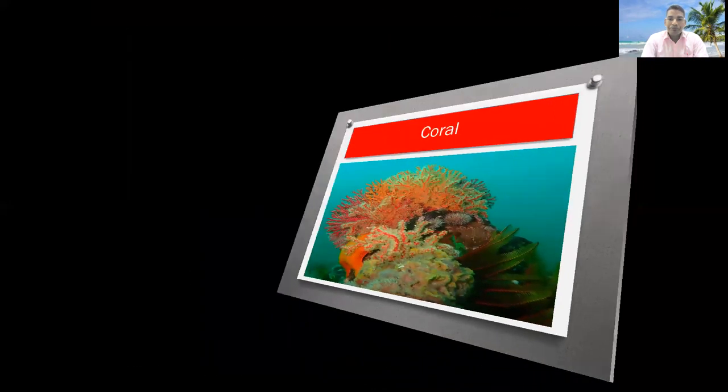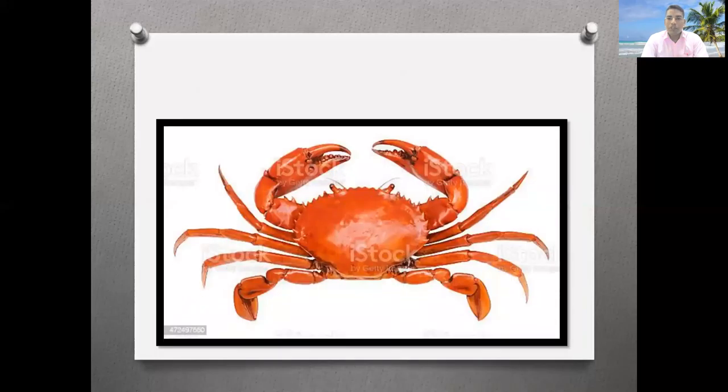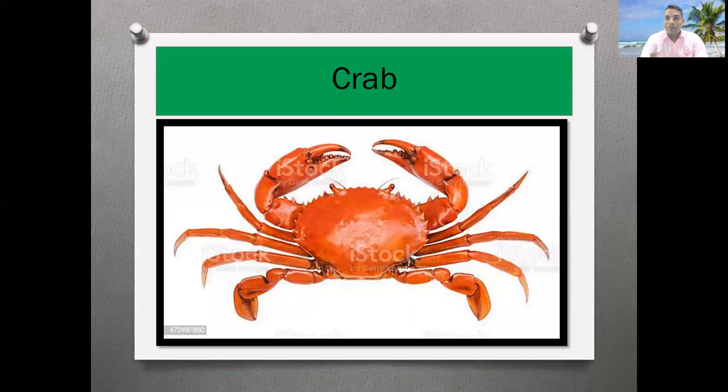Next, what picture is this? Oh, it's good. In Thailand, it's famous, and they mix it in papaya salad also. Do you know what this picture is? And what is the name of it? This is crab, C-R-A-B, crab. It's a very good crab, C-R-A-B, crab.